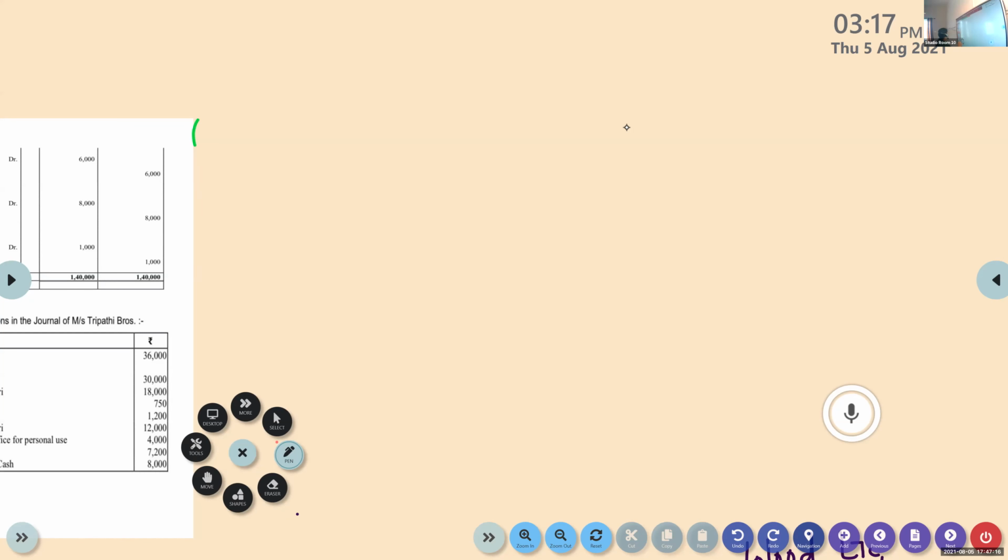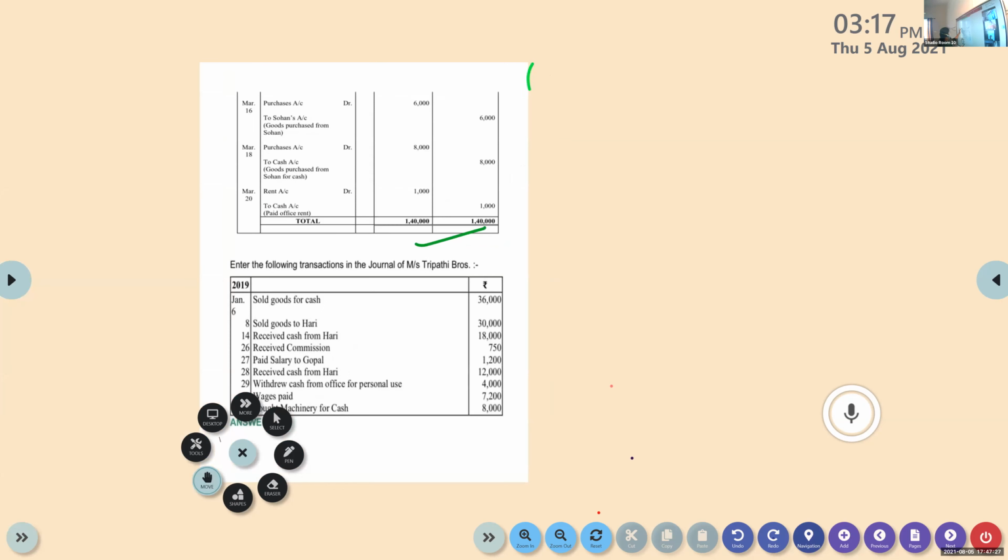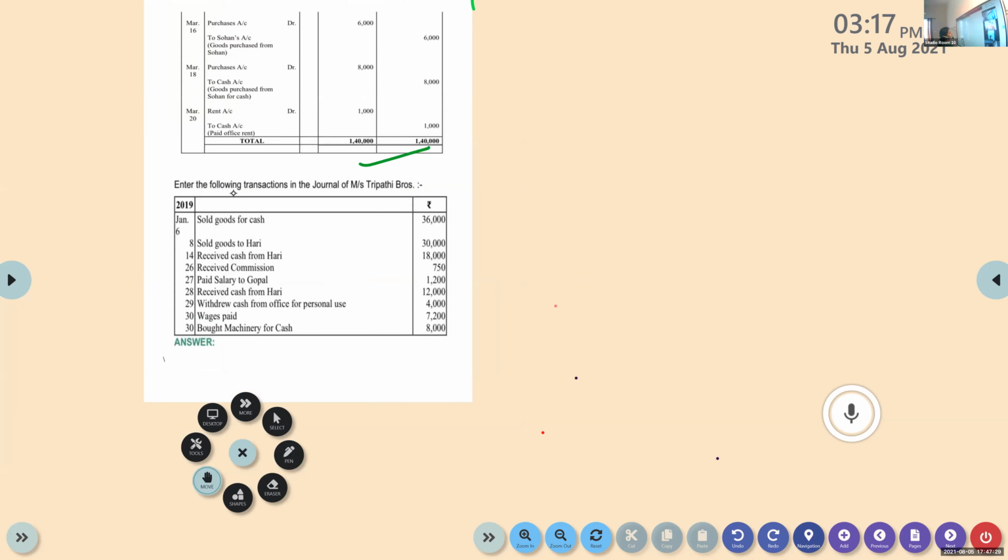Then let us do a problem now. We have already done this problem. We have already prepared the journal. This is in the books of Miss Tripati Prathas. I don't remember the question number. Can anyone tell me the question number? It is a question at the back of the textbook. Sold goods for cash, sold goods to Hari.